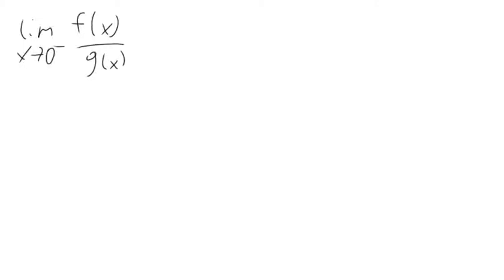And let me write down our initial conditions again. f of 0 and g of 0 are both 0. We don't care about b anymore. Now, I don't know how to handle x going to 0 from the left, but I do know how to handle x going to 0 from the right. So what I'm going to do is make a substitution in this limit.